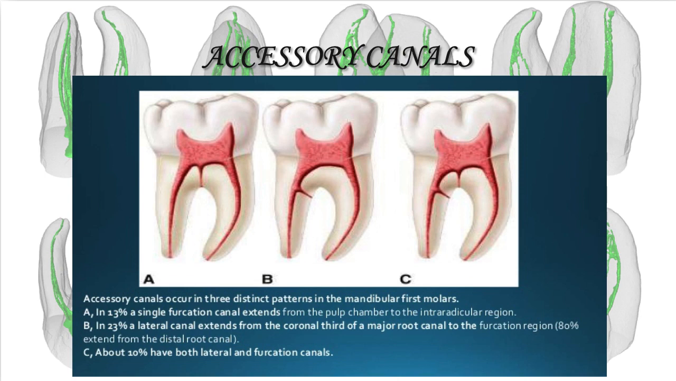Going into more detail about the accessory canal and furcation canal in relation to the mandibular first molar, in 13% a single furcation canal extends from the pulp chamber to the interradicular region. In 23% a lateral canal extends from the coronal third of the major root canal to the furcation region, in which 80% extend from the distal root canal. Only about 10% have both lateral and furcation canals. So this data can come as an MCQ in different exams.